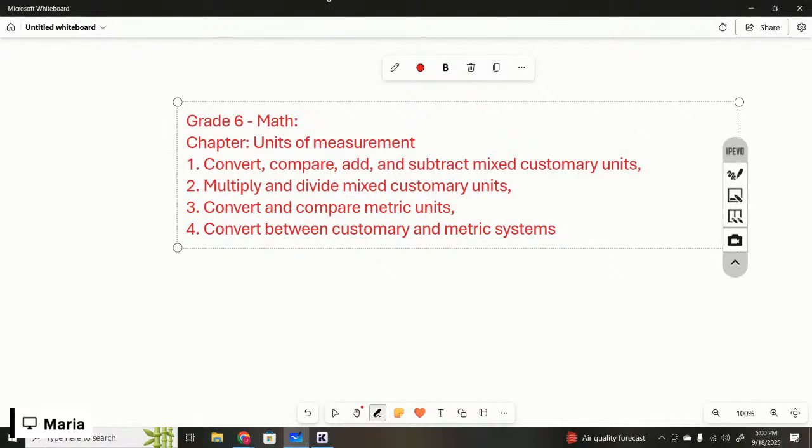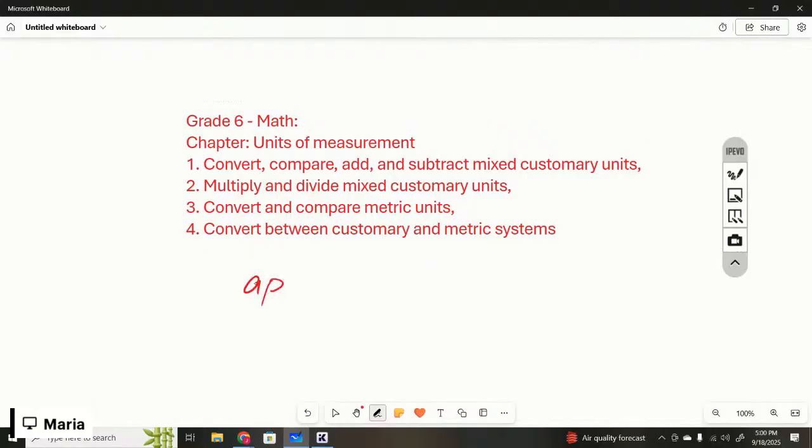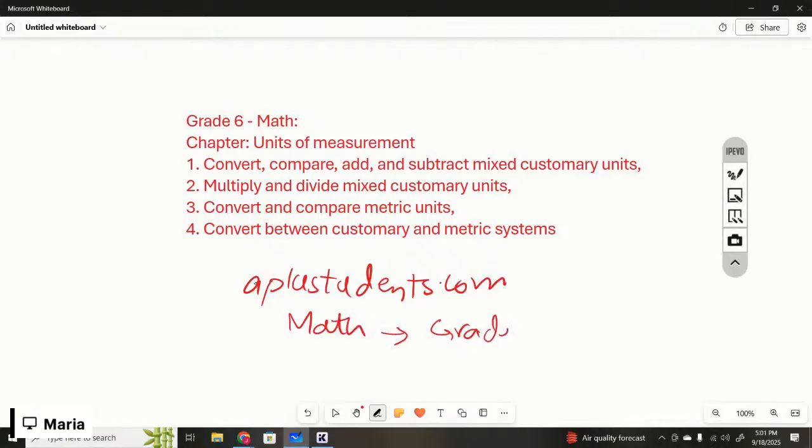You can find all the lessons on aplusstudents.com. You have to log in there using your email address, and the password is provided by the administrator. Then you have to select math from the subject tab, scroll down to math, and then click on view all lessons. There you can find a list of the chapters.